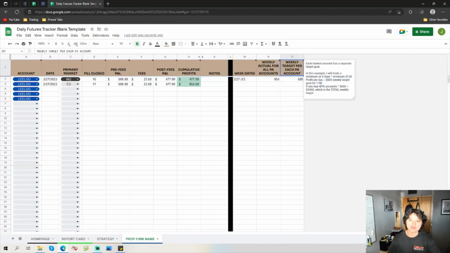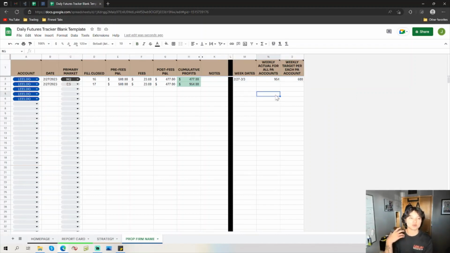Now if I had 4 PAs, then I would do the 600 weekly target times the 4 PAs, and that will give me a total weekly target of $2,400. So I hope that makes sense. Again, if you don't understand, or I'm going too fast, or I'm not breaking it down good enough, please let me know in the comments below, or send me a message, and we can definitely go over it some more. Or I could adjust the spreadsheet as needed, or you can adjust it however you need it to be.